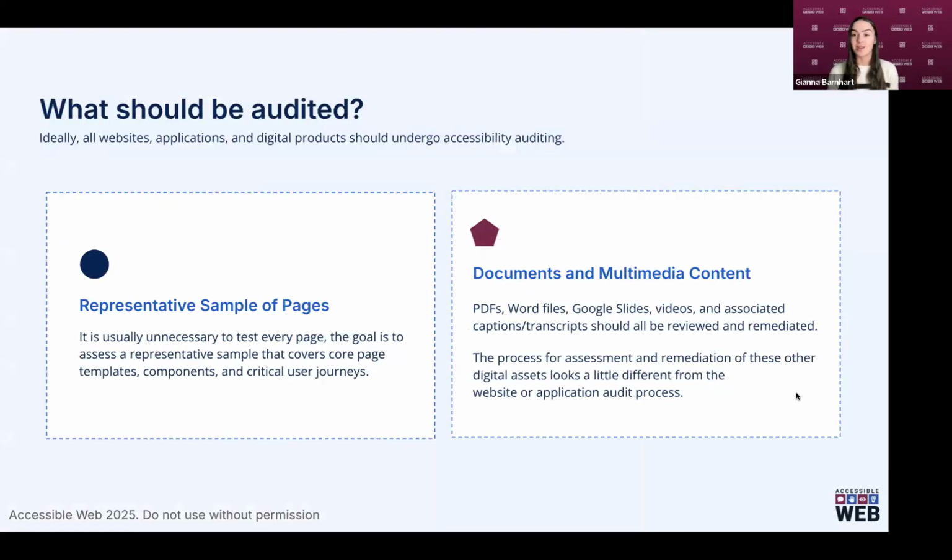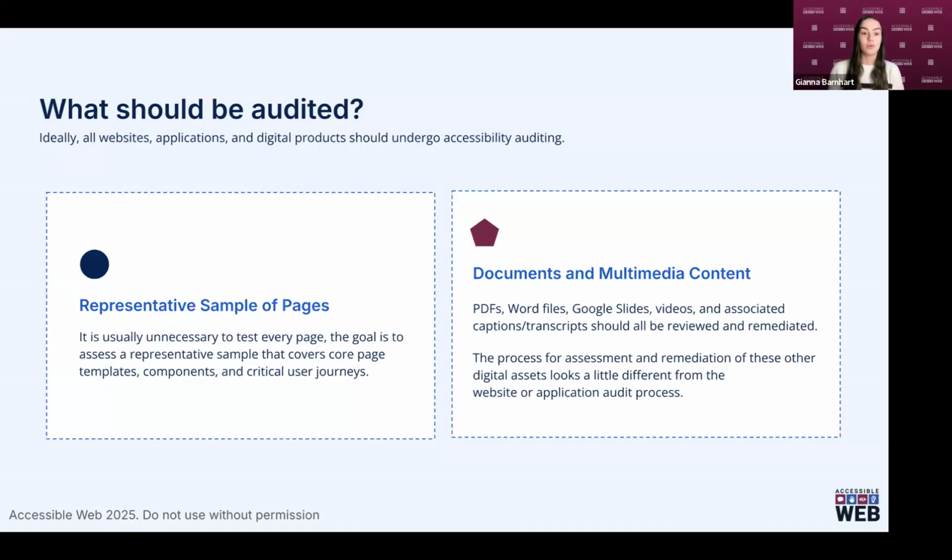And then what should be audited? Ideally, all websites, applications, and digital products should undergo accessibility auditing. Without audits, without some kind of assessment of your accessibility standing, you just don't know what you don't know. And you certainly don't want to not know about accessibility barriers that could be impacting your users, or exposing you to legal risk, or threatening your procurement cycle.